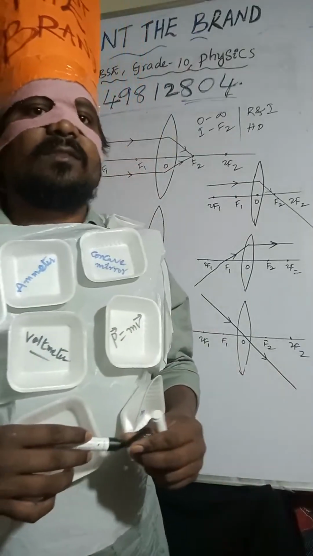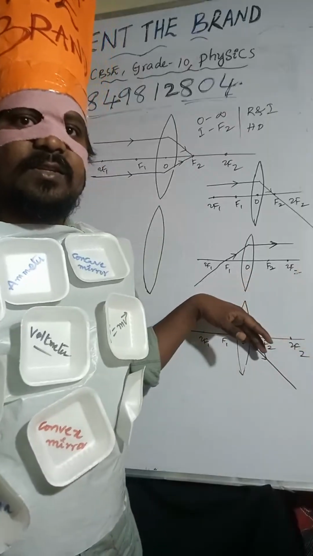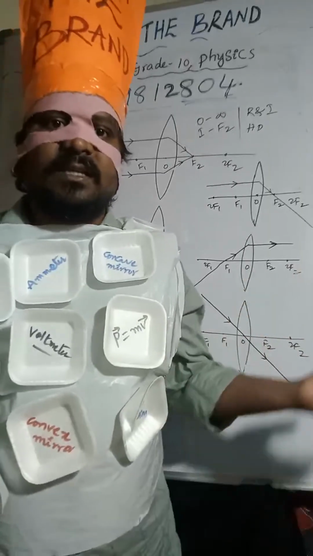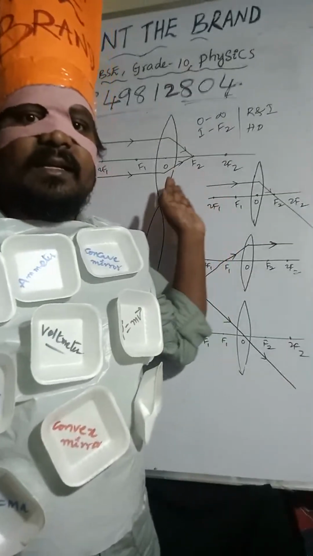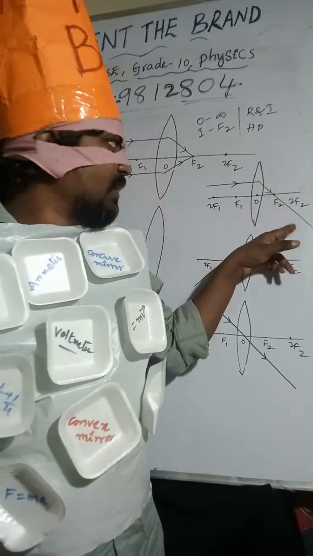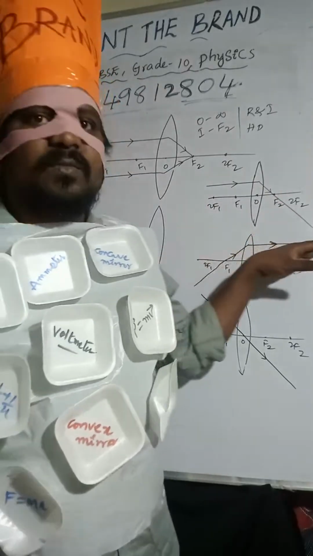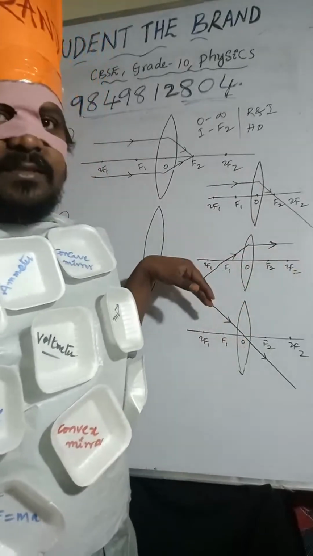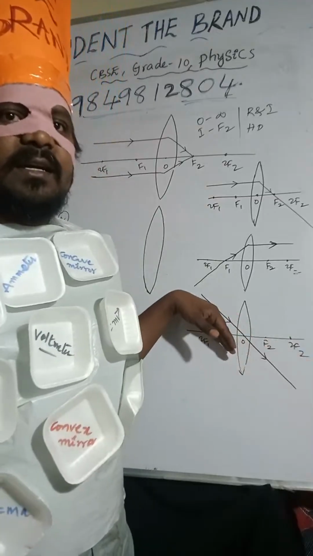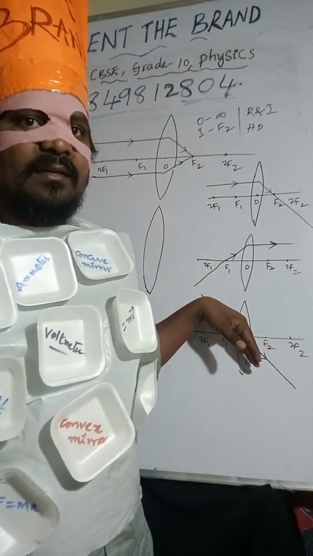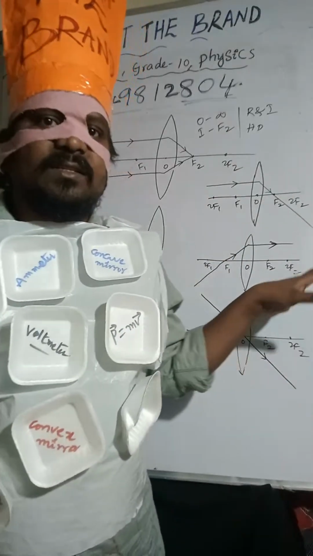They will ask one question: what is the importance of the optic center? If the light ray passes through the optic center, no deviation takes place. That is the only importance. So here you can observe the first ray rule: a light ray coming from infinity, after refraction passes through the focus. Second, a light ray passing through the focus, after refraction moves towards infinity. Third, a light ray passing through the optic center moves undeviated. These are the ray rules, and they are the same for the concave lens also.